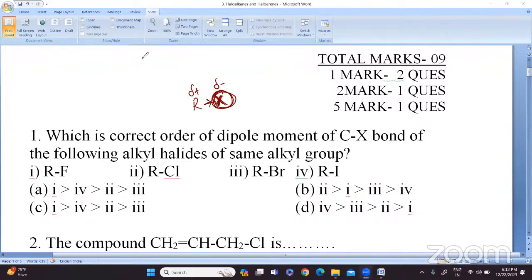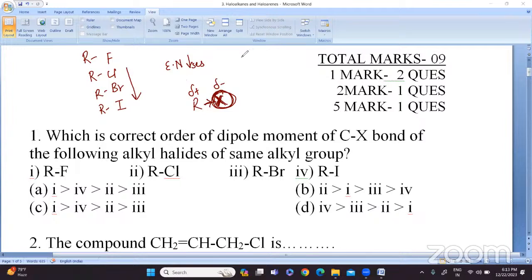As you know, the halogens are arranged as fluorine, chlorine, bromine, and iodine. So if I consider RF, RCl, RBr, RI, as you are moving from chloride to iodide, what will happen to the electronegativity of the halogen atom? It goes on decreasing as you move down from chlorine to iodine.